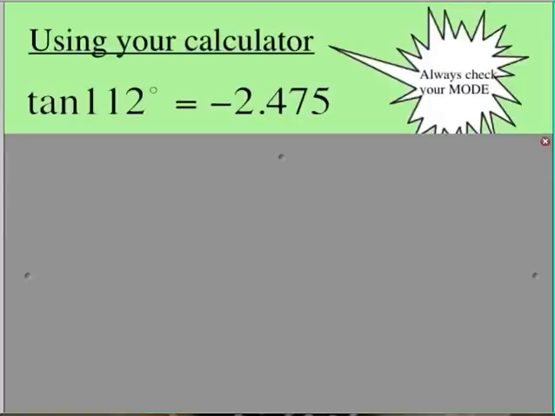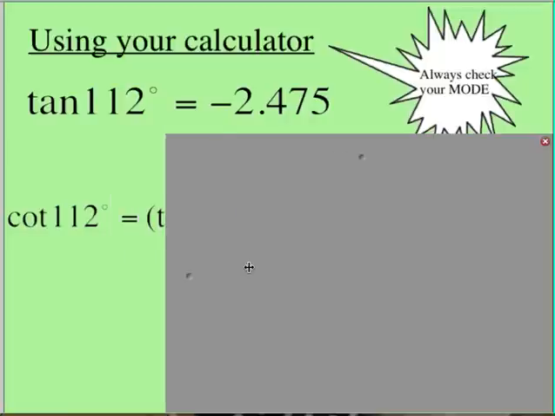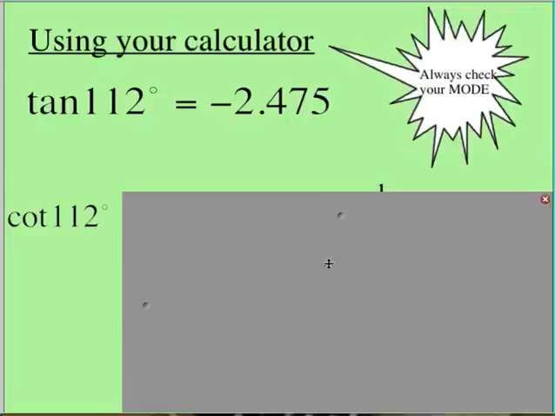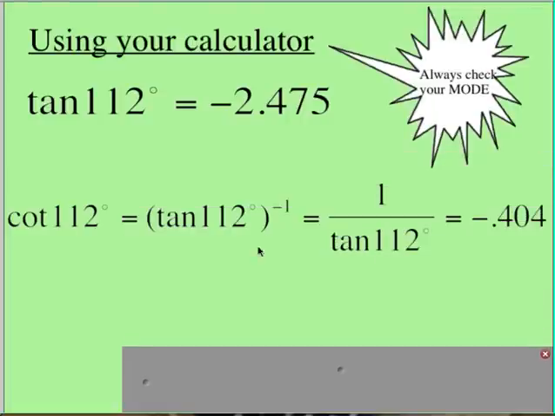And the other example I have, once again, we're going to change this back to degree mode because we're asking for the tangent of 112 degrees. You should get -2.475. But if I'm wondering what the cotangent of 112 degrees is, I need to first find the tangent of 112 and then hit the x to the negative 1 button, or the reciprocal, or you could type in 1 divided by tangent of 112 and you should get negative 0.404.